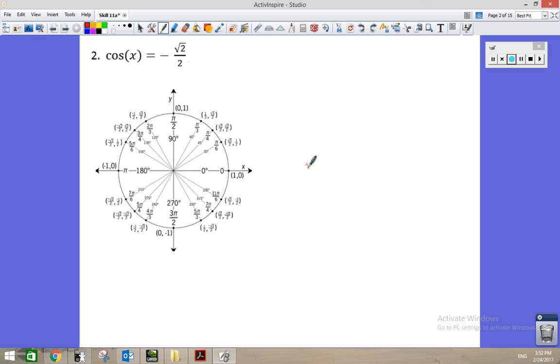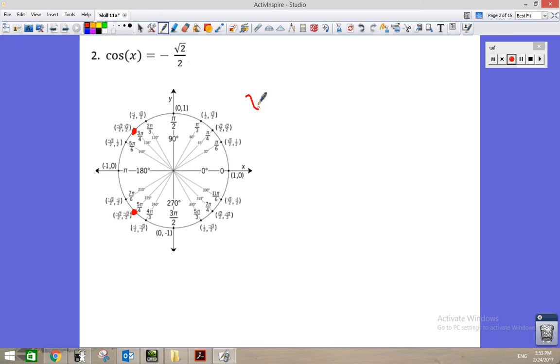The cosine of x is equal to negative radical 2 over 2. This equation has infinitely many solutions. I can't list them all, but I can write an equation that describes them. I'm going to start out looking on my unit circle between 0 and 2 pi and look for x coordinates that are negative radical 2 over 2. Negative x coordinates are going to be over here in quadrants 2 or 3. A negative radical 2 over 2 will occur at this point and at this point.